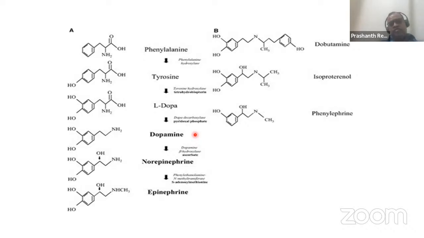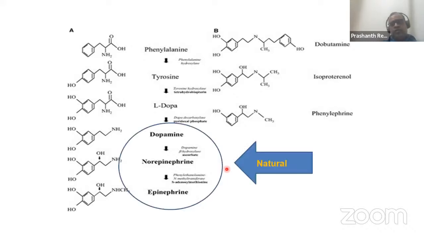All the above agents are amino acids. They don't have any sympathomimetic action. So dopamine is the first sympathomimetic. It is the precursor of norepinephrine and epinephrine. They are all formed from dopamine. So these three are the natural or endogenous catecholamines: dopamine, norepinephrine, and epinephrine.